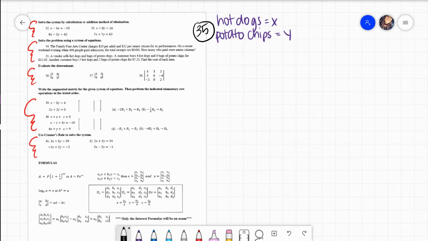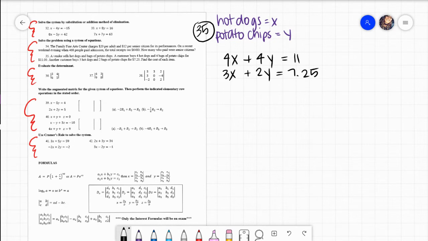And now let's go and look at the sentence. It says a customer buys 4 hot dogs and 4 bags of potato chips for a total of $11. Then another customer buys 3 hot dogs and 2 bags of potato chips for $7.25. There is your system of equations. Now let's go ahead and solve it.